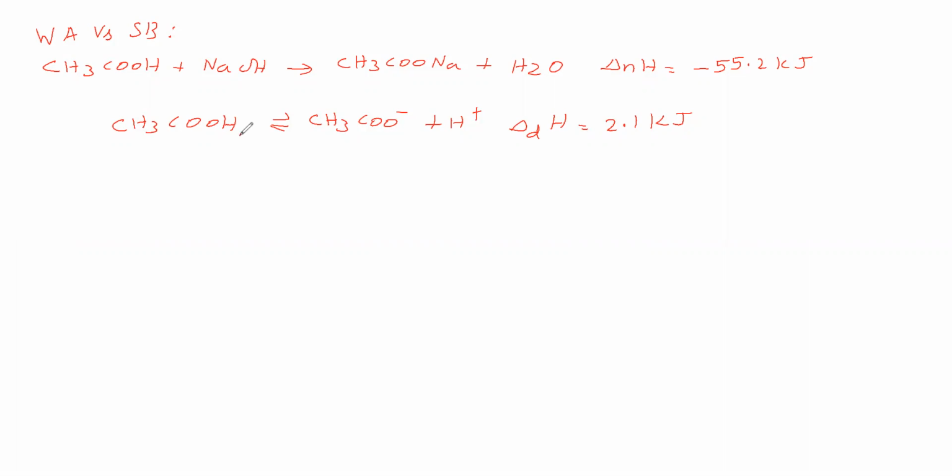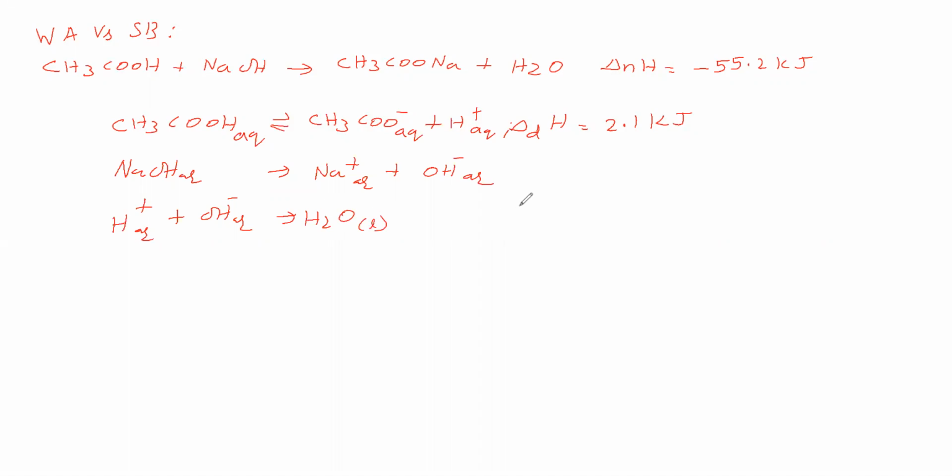Next, sodium hydroxide aqueous. Sodium hydroxide is a strong base. It is in a completely ionized form, so it is not in need of any energy. Then this H plus and this OH minus combine to give water. During this process, energy is liberated. The amount of energy liberated is minus 57.32 kilojoule.